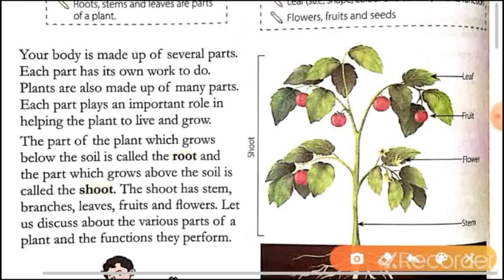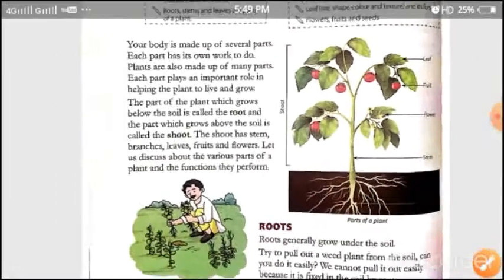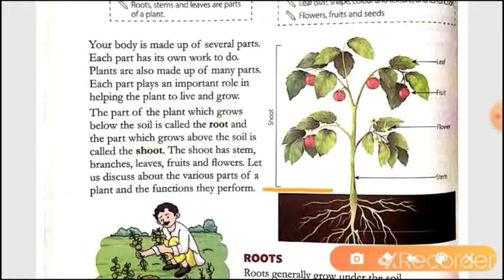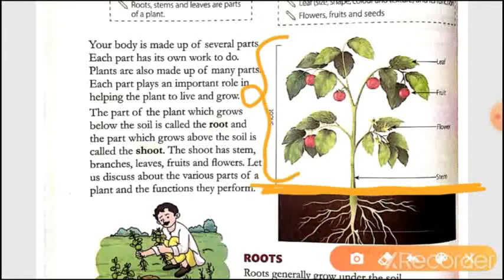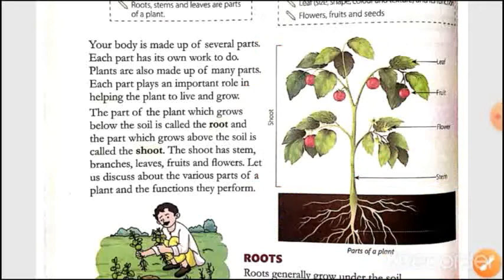So, if we talk about the plant, this is the part of the plant which grows above the soil. This part is known as shoot, while the part of the plant which grows below the soil is known as root. So, in shoot, whether it is leaf, fruit, flower or stem, they all come under shoot system, and the roots come under root system.